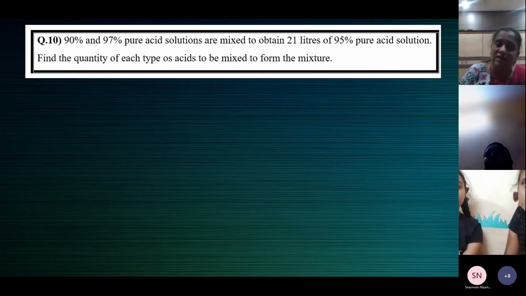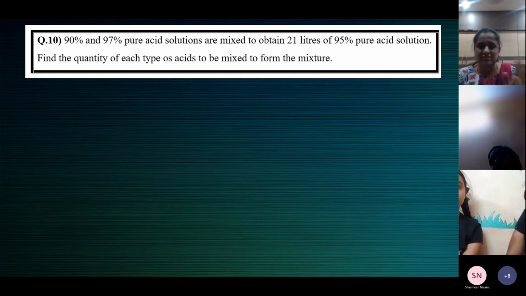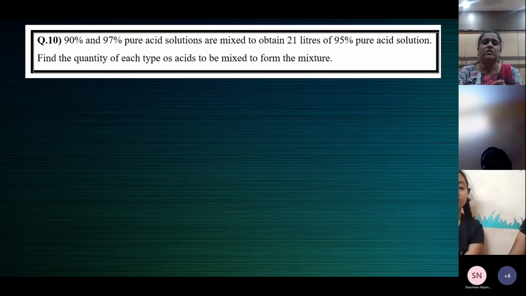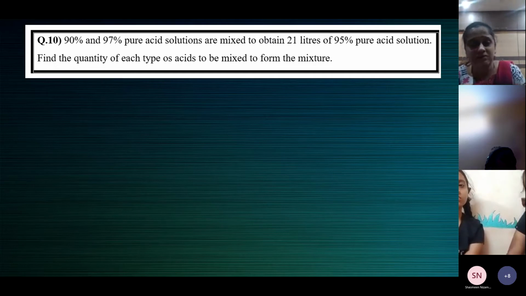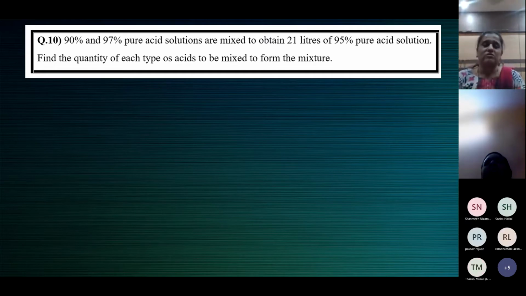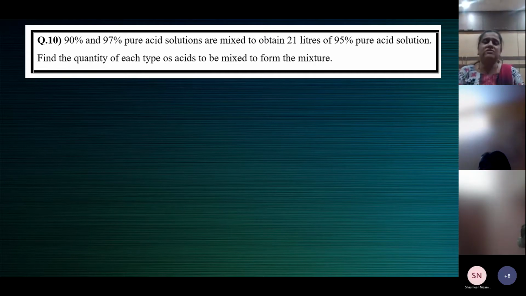See, the percentage of acid in it is different. I'm saying the net volume. Supposing you're using 14 liters of 90% pure acid solution and you're using 7 liters of 97% pure acid solution, you're mixing this 14 liters and 7 liters to get 14 plus 7, 21 liters. In the 21 liters, the percentage of acid is 95%.